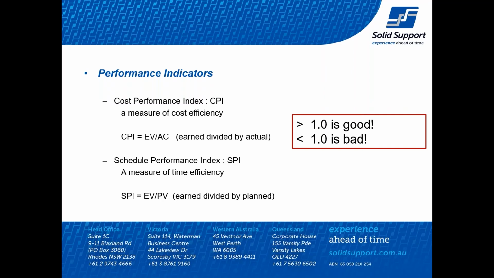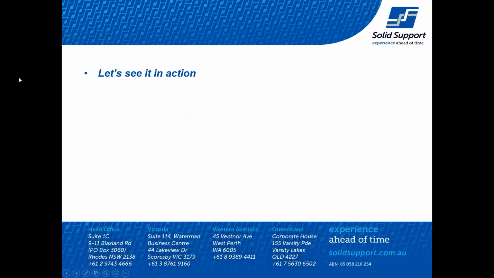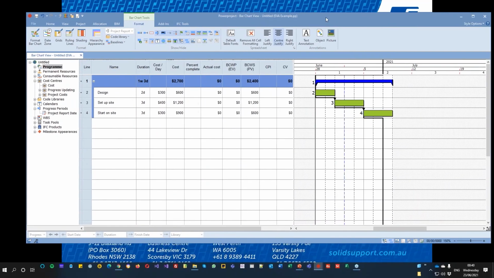So that's what those values work out at. So that's just a really quick terminology run-through of what we're going to see, and these columns we're going to see inside Powerproject. So what I'm going to do is bring this up, and again, a very simple example to start with.